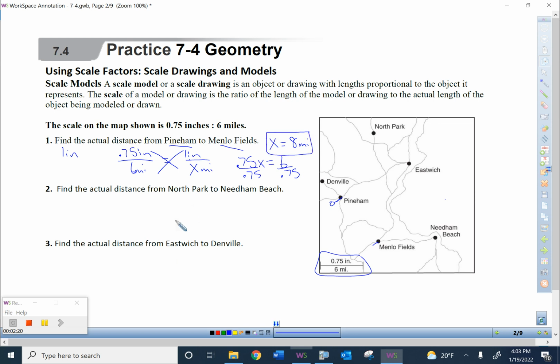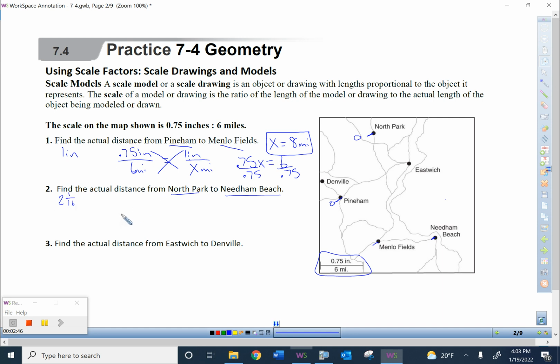We're going to repeat that process for these next ones. North Park to Needham Beach there. So find your two towns first. Line one up with 0, and the other one. Pause the video to measure that for me, please. This one went past the whole number 2 inches, 1 tick mark. So this is 2 and 1 over 16. That top number is how many tick marks, and the bottom number is always over 16 before we reduce.